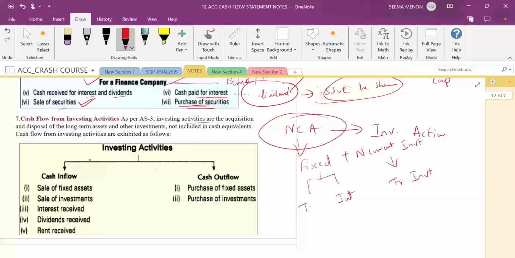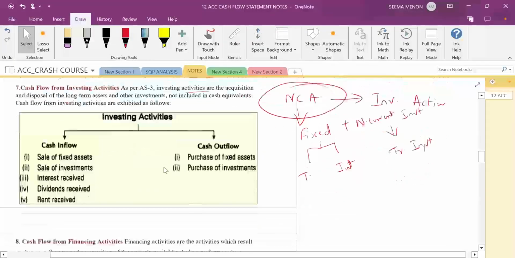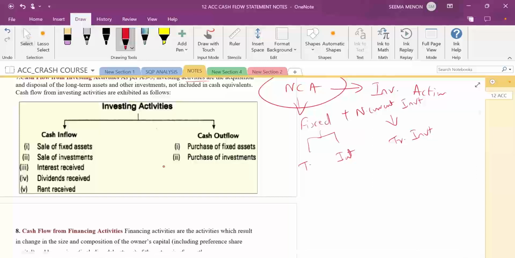If non-trading investment is given in the question, you will simply ignore that in the investing activity. You cannot consider that. Now coming into what are the various inflow and outflow from investing activity. First, let us discuss cash inflow.